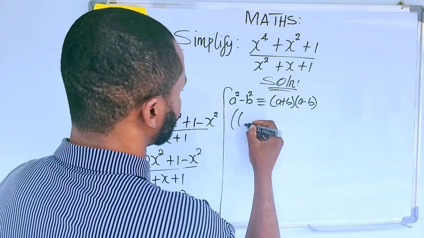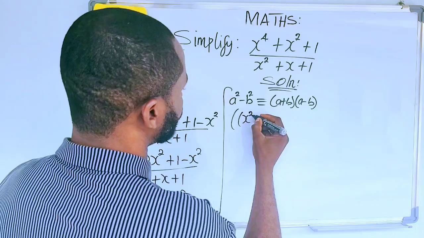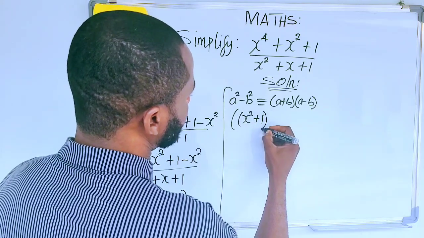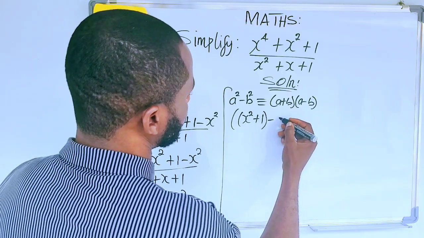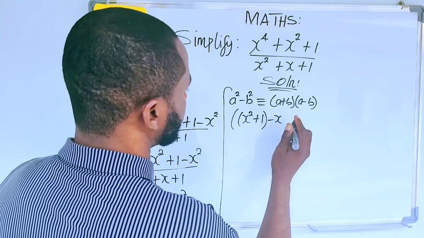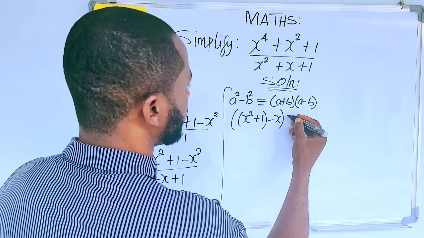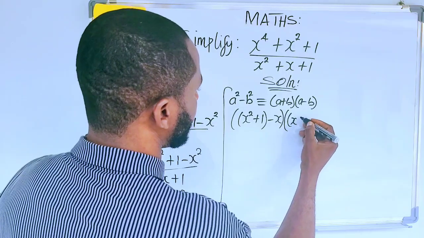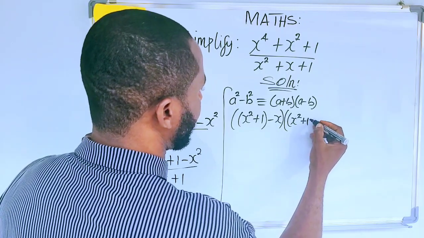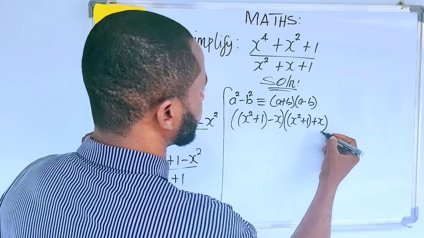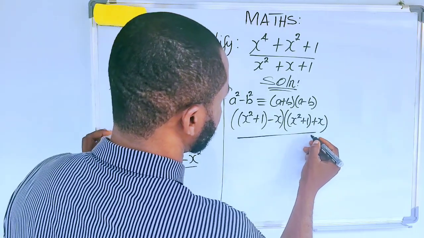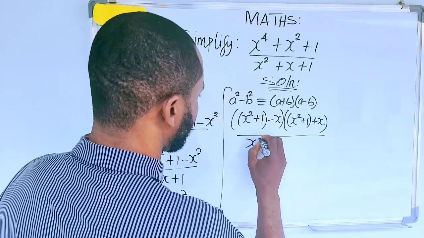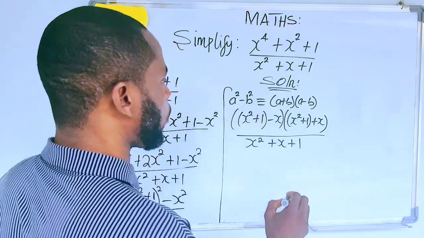We are going to have x to the power of 2 plus 1 minus x, then into here, we are going to have x to the power of 2 plus 1 plus x, then divided by x squared plus x plus 1.